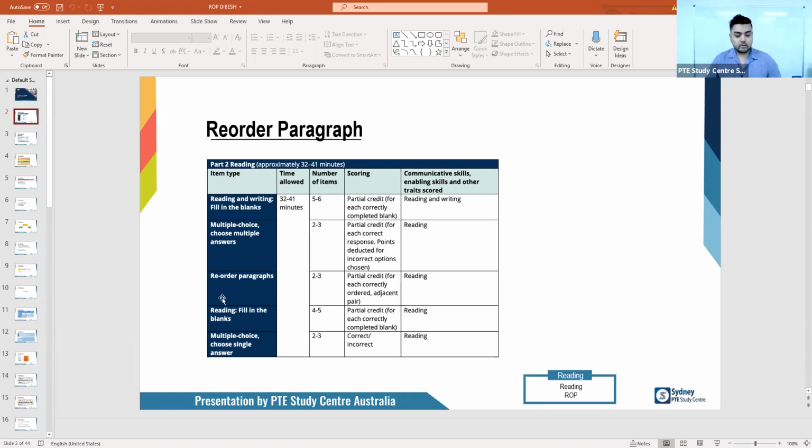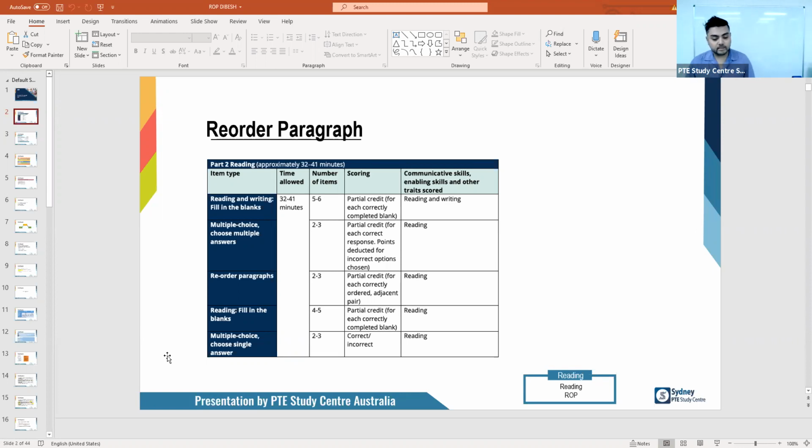Multiple choice, choose multiple answers: again, 2 to 3 questions, but the scoring contribution is only towards your reading section. Reorder paragraphs, the item type that we are going to discuss today: in the exam, you will get a maximum of 3 questions, and the scoring contribution is only towards your reading section.